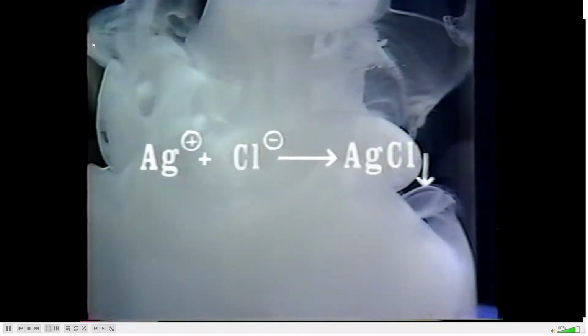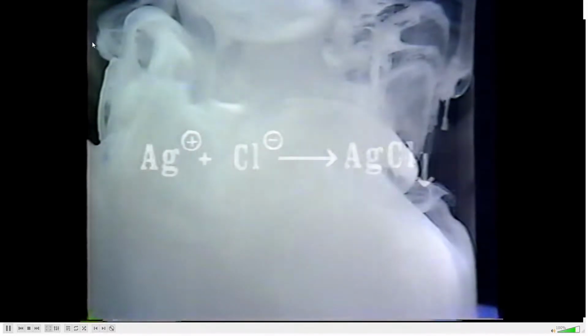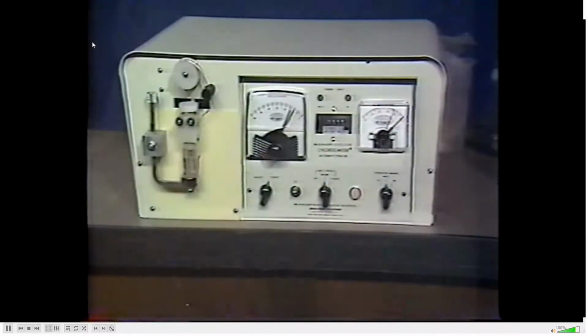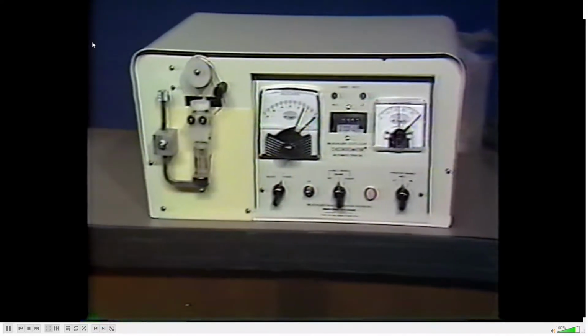The milky white substance you see here is being separated from solution as a precipitate of silver chloride. This occurs as silver ions react with chloride ions to form the precipitate silver chloride. This basic reaction provides the clinical specialist with a method of determining chloride in body fluids. The chloridometer enables us to determine the chloride content of a sample in less than 1 minute.